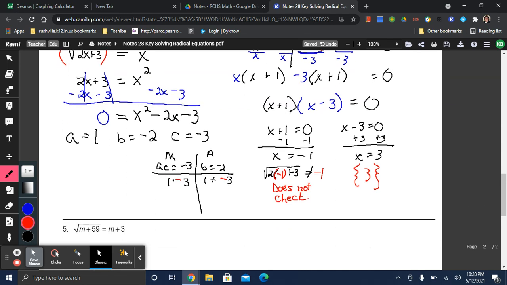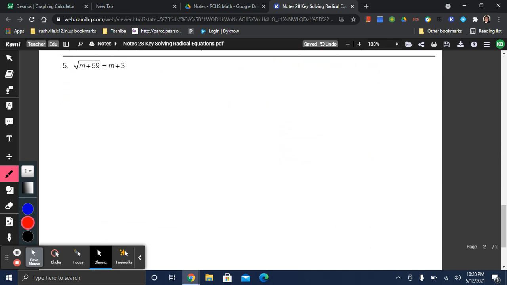And then finally, we have one that's a little more difficult. We have this square root of m plus 59 equals m plus 3. So we have the square root by itself. I'm going to rewrite it. And then we are going to raise each side to the second power.